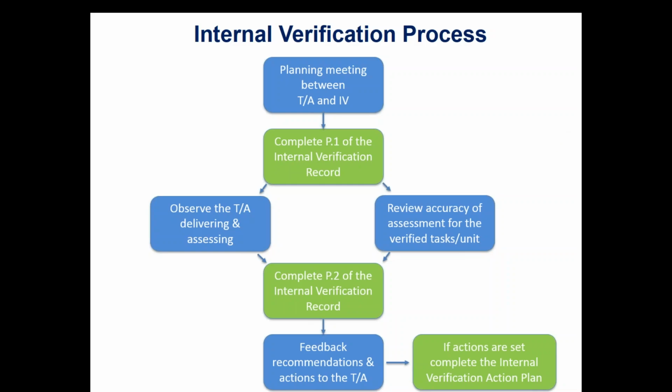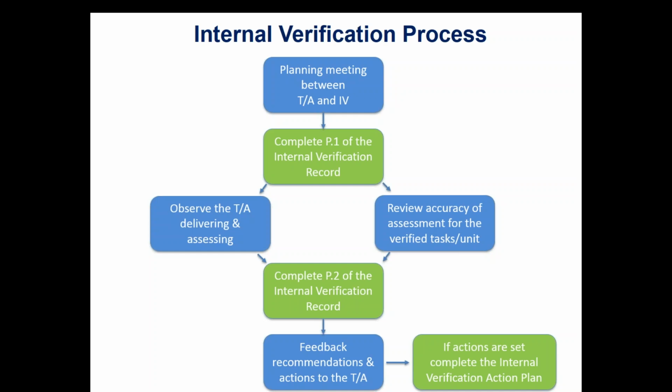The IV process begins with a planning meeting at the start of the course to confirm what and who is being internally verified and when this will take place. This is recorded on page 1 of the internal verification record. The IV is then required to undertake 2 activities.